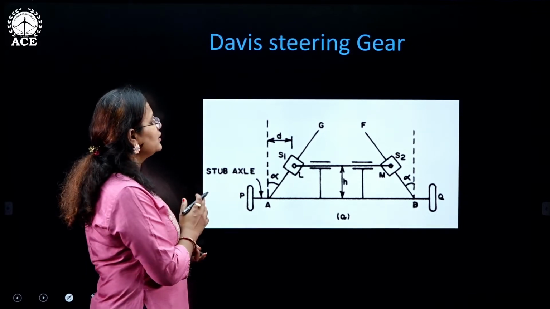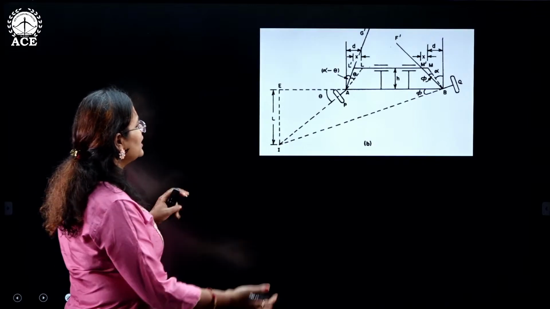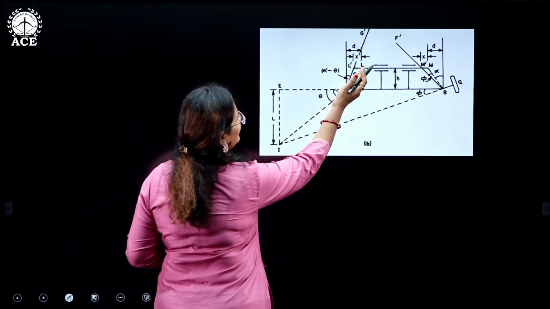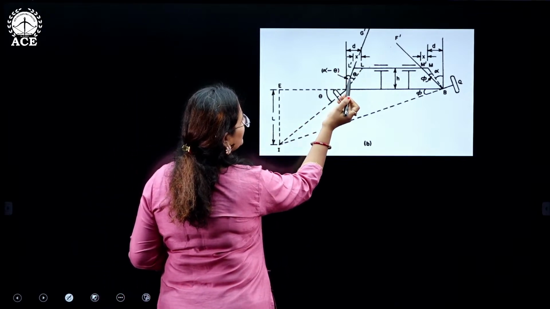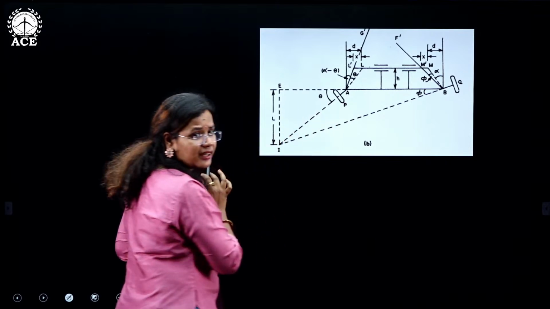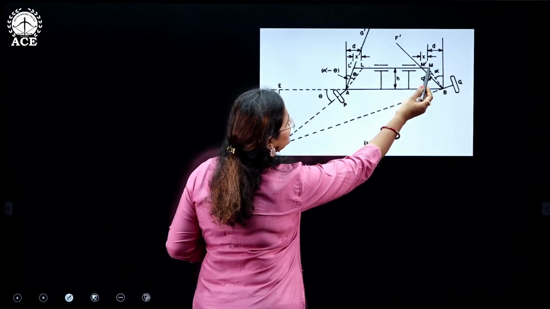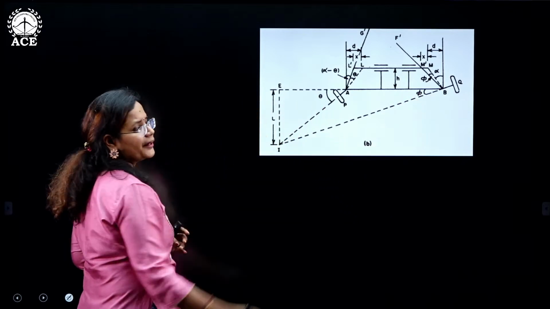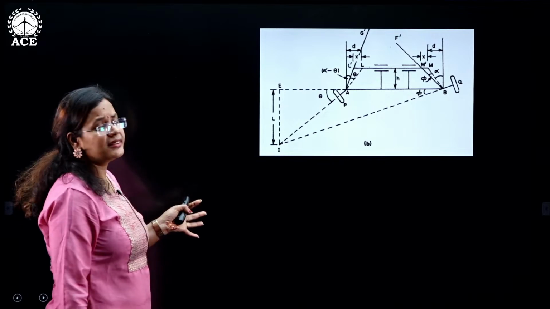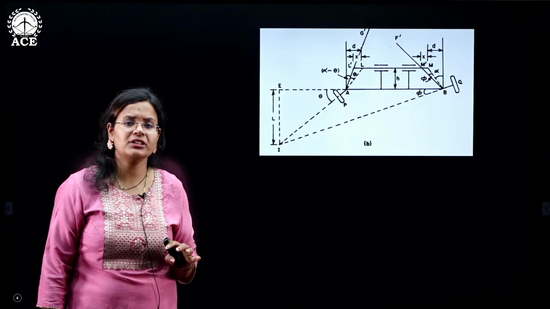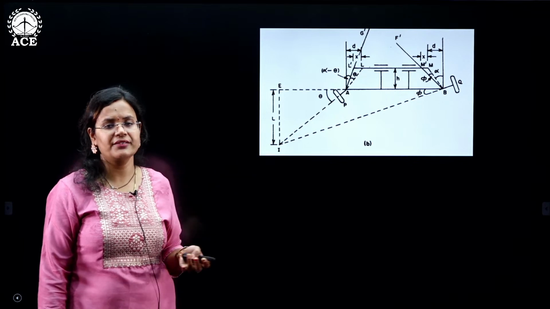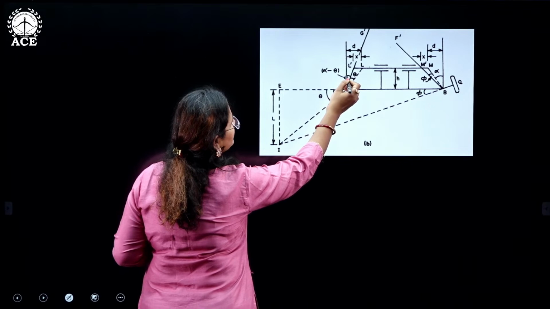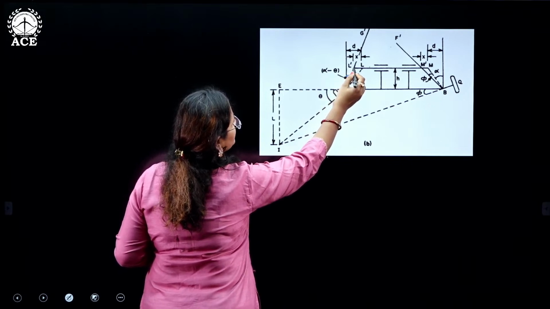Once it is taking a turn, let us say it is taking a left turn, your L is pushed towards L dash, making an angle theta since it is turning by angle theta here, and your M turns to M dash, again making an angle phi here, so it is turning this side. Now let us find out the correct condition for the steering gear for the Davis. Let us consider this particular angle it is turning about.